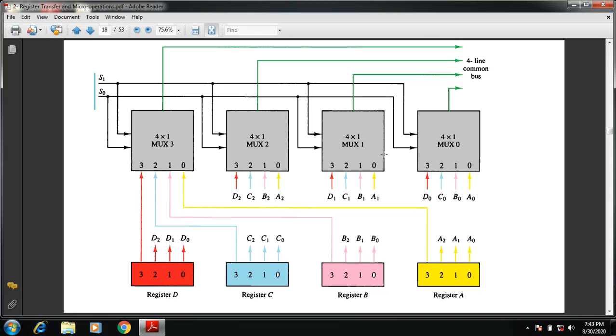So I am taking a 4 into 1 multiplexer, which takes 4 inputs and gives 1 output. The one output from each of the 4 multiplexers carries the information onto the common bus. Likewise, we can add more multiplexers also. The outputs are the same, carried on a common bus. So this is known as a bus and common bus system.